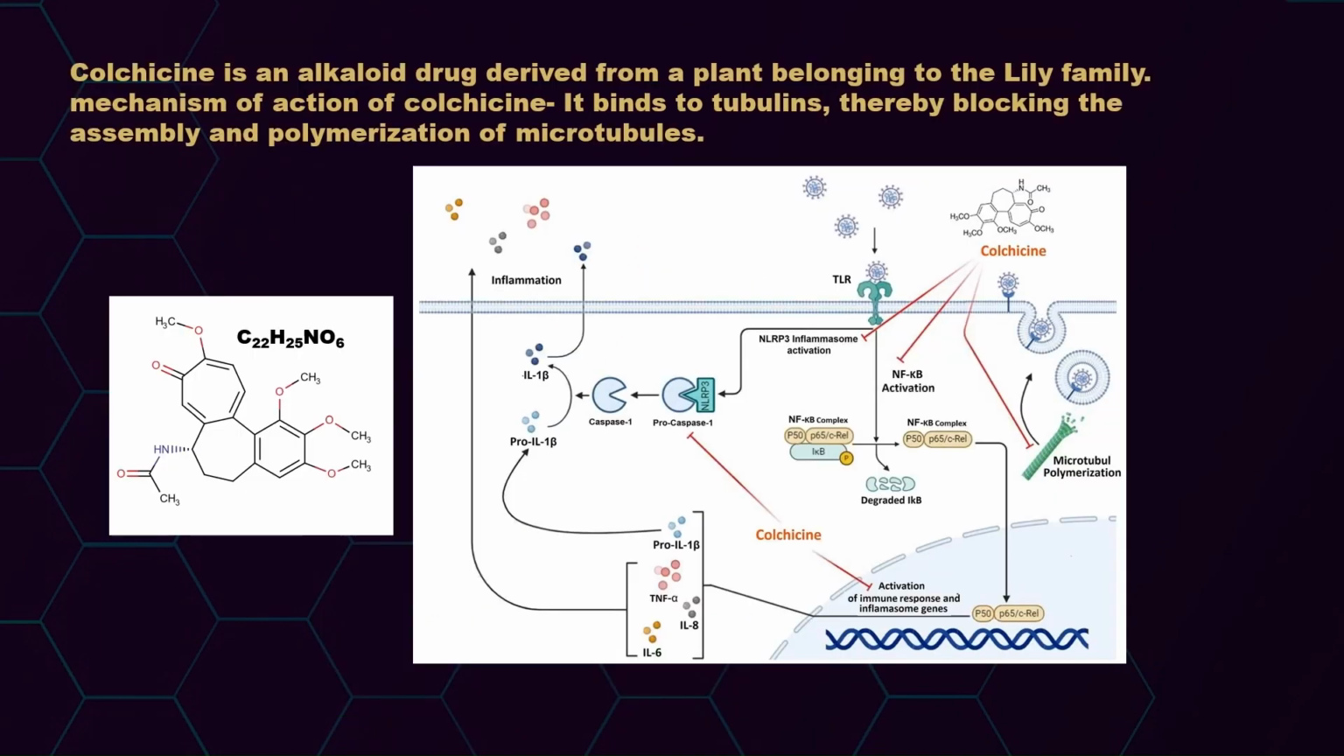So colchicine is an alkaloid drug that is derived from a plant from the lily family. Its mode of action is basically it binds to tubulin and thereby blocks the assembly and polymerization of the microtubule. So it binds to tubulin. It does not allow tubulin to polymerize and make a microtubule. So colchicine is basically inhibiting microtubule polymerization. So for Q it is 6.